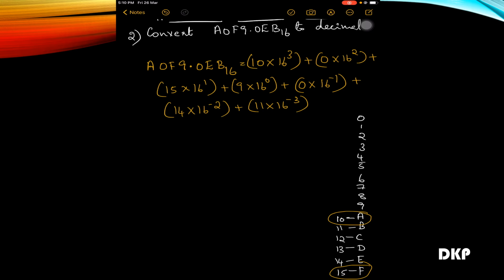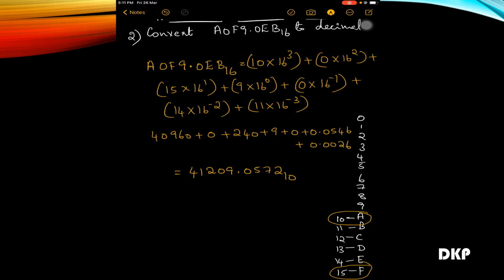What is 10 into 16 to the power of 3? It will be around 40960. You can calculate and see. Plus 0 plus 240 plus 9 plus 0 plus 0.0546 plus 0.0026, which is 41209.0572 to the base 10. So this is the result.